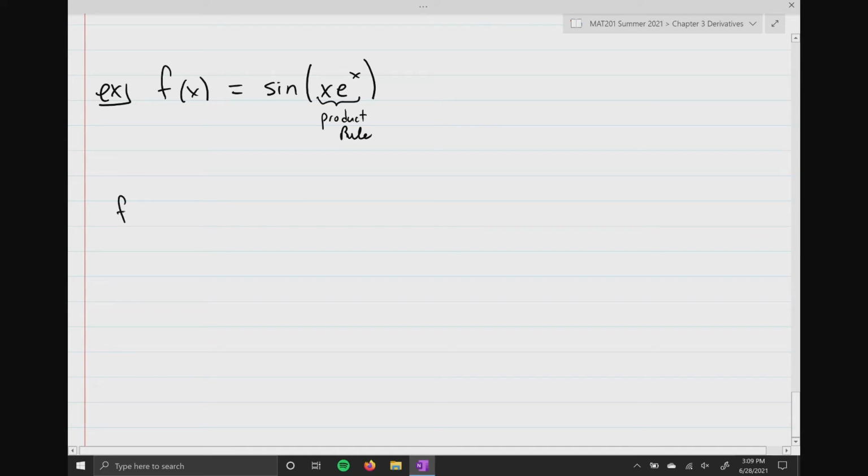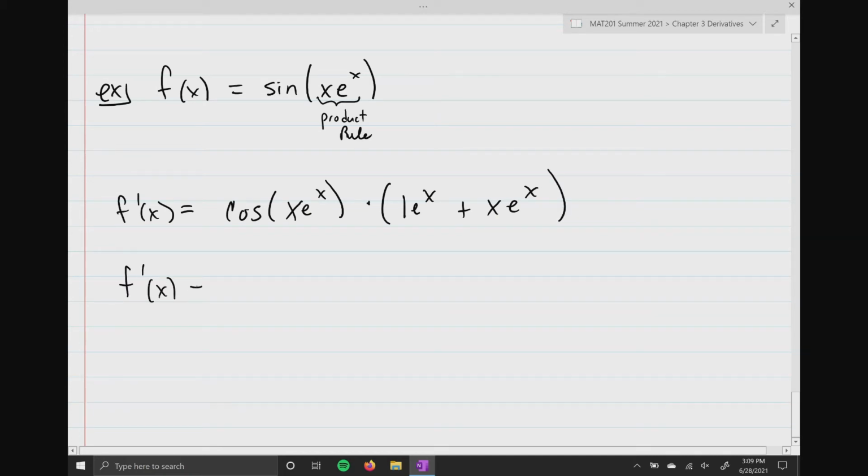So f prime of x is going to equal cosine of x e to the x times the derivative of x e to the x, which is going to be the derivative of the first times the second plus the second times the derivative of the first. So just to clean this up a little bit, I'm just going to write cosine of x e to the x times e to the x plus x e to the x.